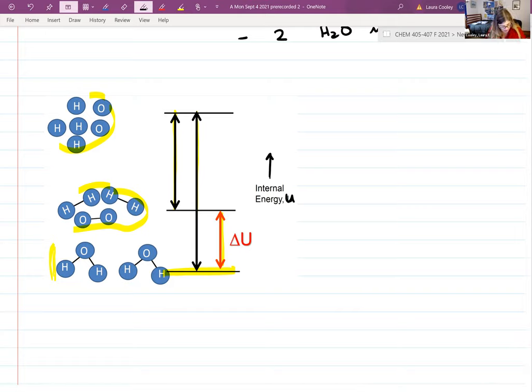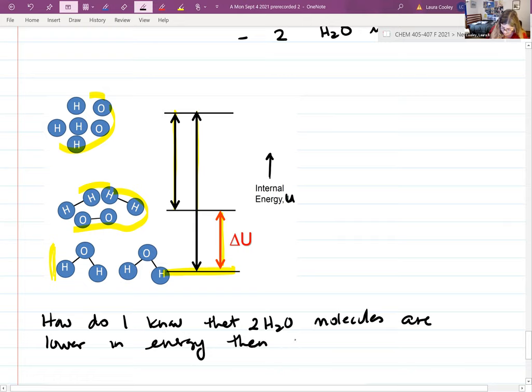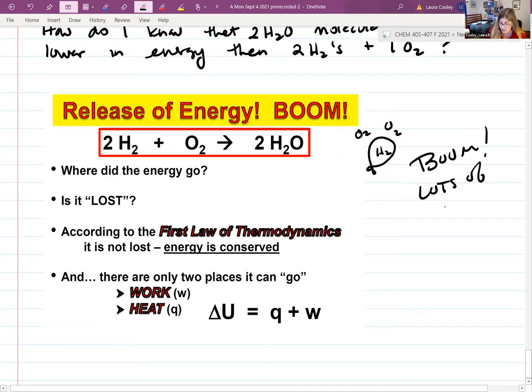So how can you tell if I'm lying to you here? How do I know that two H2O molecules in particular are lower in energy than two H2s and one O2? The way I know that is because I've seen this reaction. I've seen a hydrogen balloon with oxygen in the air around it, and just the very tiniest of spark causes the hydrogen and oxygen to react. You get a huge boom. You get lots of heat coming out. Okay. And we happen to know from Gen Chem that delta H for this reaction is negative. It's highly exothermic.